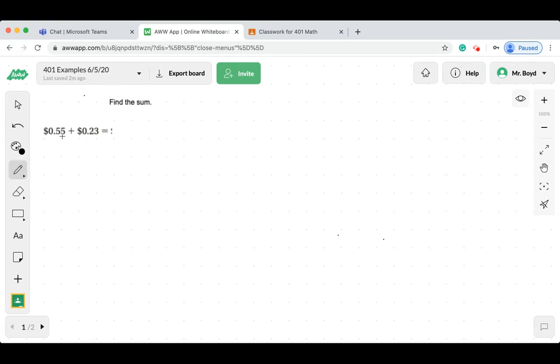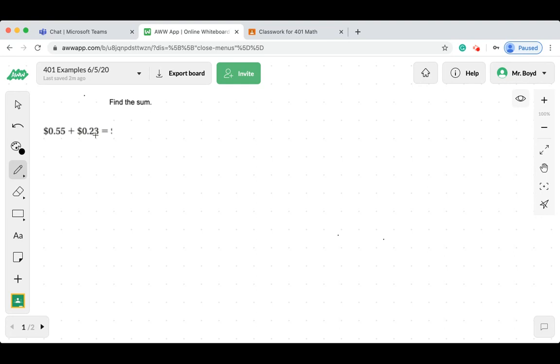So my first problem is saying we're going to find the sum of 55 cents and 23 cents. Now, if I were to look at that as a decimal, I would read this as 0 and 55 hundredths because I have the number 55 and it ends in the second place value to the right, which is the hundredths place value. And I'm going to add it to 0 and 23 hundredths because I have 23 and it ends in the hundredths place value, the second place value to the right of the decimal.